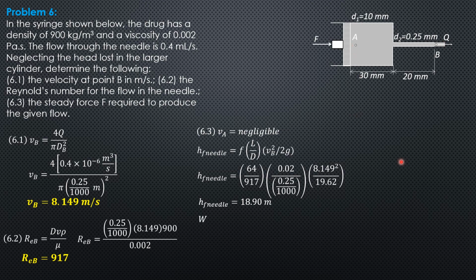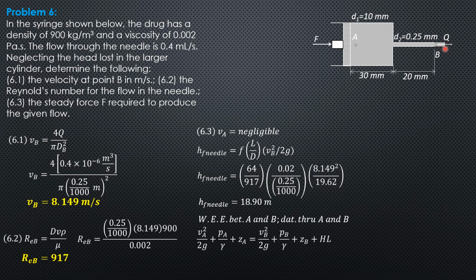to B. So writing energy equation between points A and B, we can compute the pressure at A. Then this force here is pressure at A times area at A. So velocity head at A, which is negligible, plus pressure head plus elevation head at A, 0, velocity head at B plus pressure head at B is 0, that's exposed already. And elevation head at B is also 0 plus head loss from A to B, which is this head loss in the needle. So 0 plus pressure at A over 0.9 times 9810.